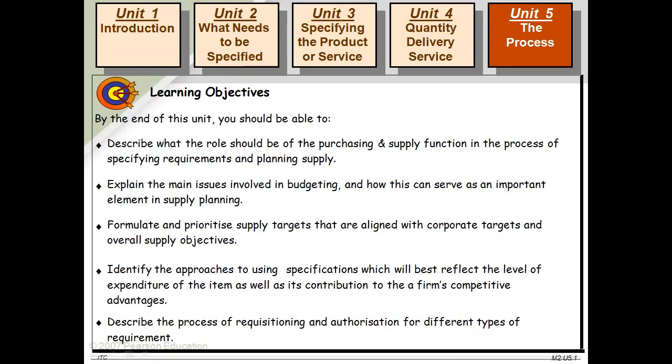Okay, now we move to the next one. So Unit 5, what it covers. Describe what the role should be for the procurement and supply functions. Main issues involved in budgeting. How do we budget it? How can this serve as an important element of supply planning? Formulate and prioritize supply targets that are aligned with corporate targets. Identify the approaches for using specifications. And describe the process of requisitions and authorization. Who approves it? Who makes the requisition? That's what we'll cover.